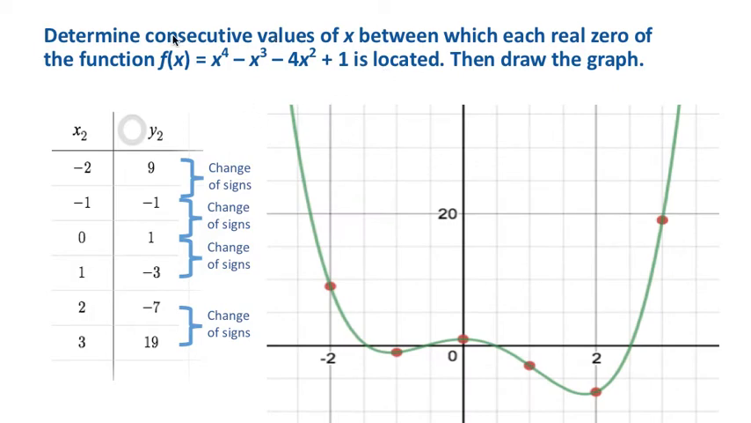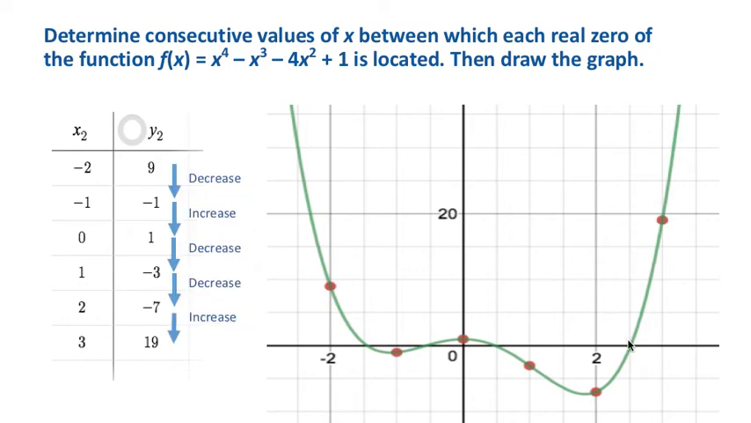With all that information, x to the power 4 and the change of signs, we can join up the dots, recognizing where it crosses the x-axis. All we have to do to answer this question is determine the consecutive values of x between which each real zero of the function is located. There's a real zero there, between -2 and -1. There's a real zero here, between -1 and 0. There's a zero here, between 0 and 1. There's a zero here, between 2 and 3. So you just have to list those points.